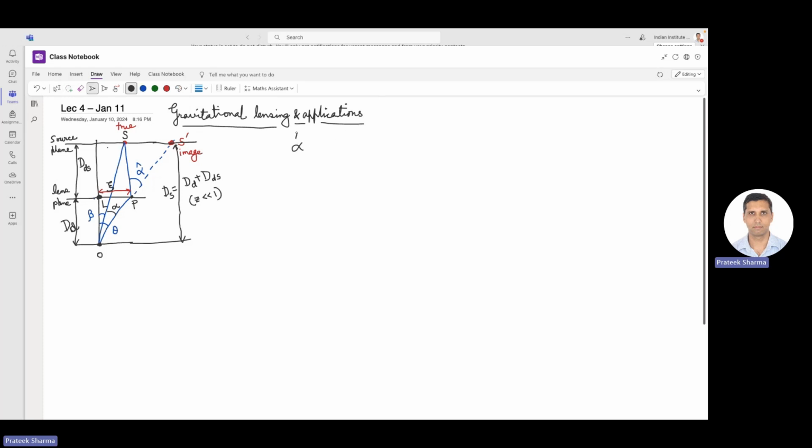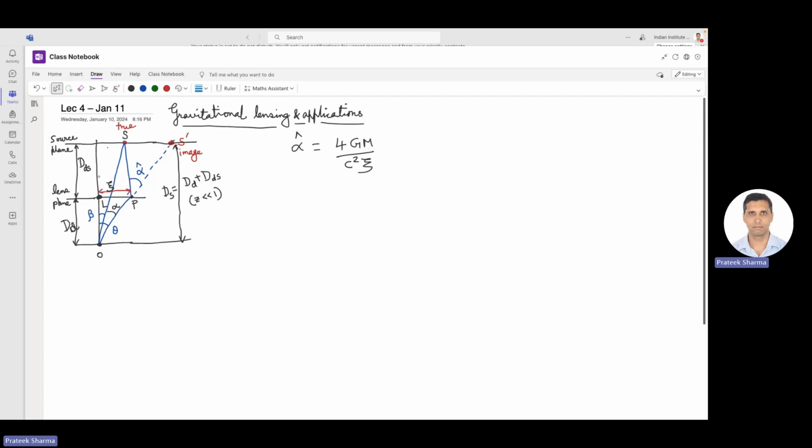So alpha hat for a point particle is 4GM by c squared xi. This xi is this distance, LP. This is the impact parameter in the lens plane. And you can see this looks like 2GM by c squared, which is the Schwarzschild radius of a black hole of mass M. So it has a connection to that.